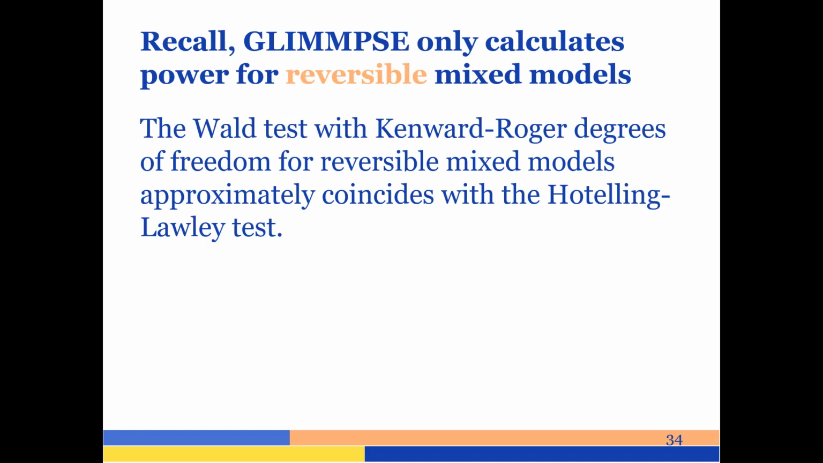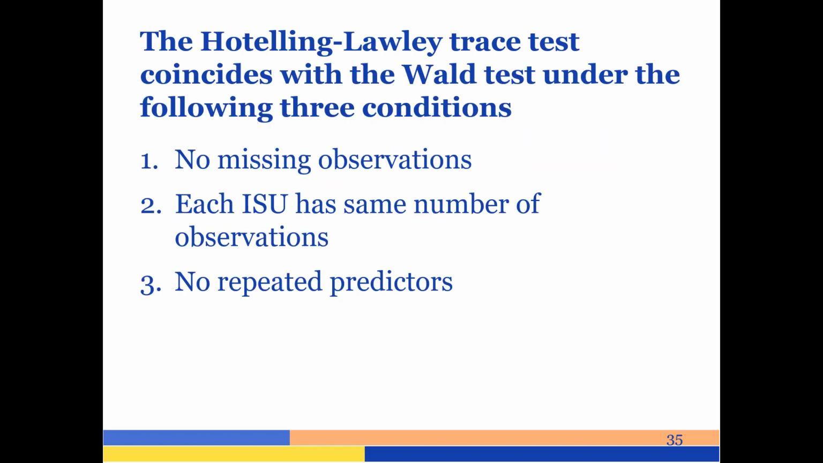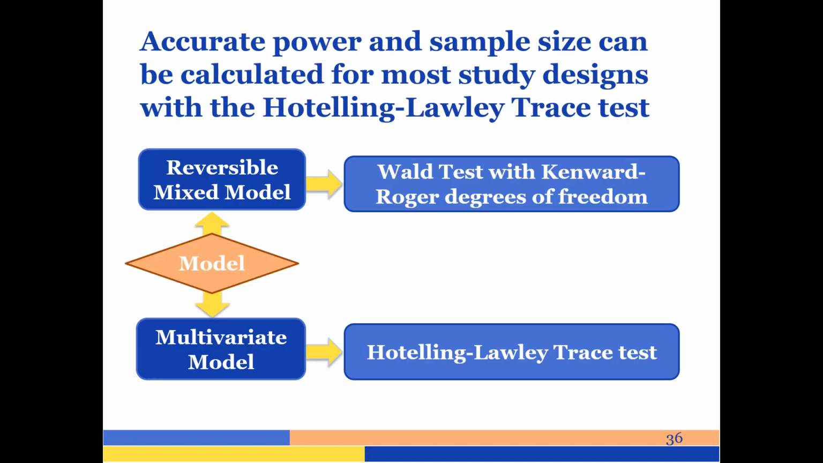Again, these are only for reversible mixed models. So if we use the Wald test with the Kenward-Roger degrees of freedom for analysis, it is going to approximately coincide with turning the data into a multivariate framework and applying the Hotelling-Lawley trace test. These tests coincide under the conditions of no missing data, the independent sampling units having the same number of observations, and no repeated predictors in the model. Because it coincides, most study designs can use the Hotelling-Lawley trace.